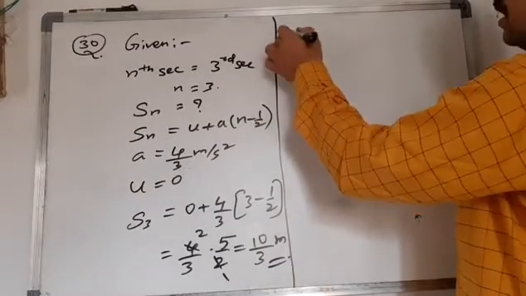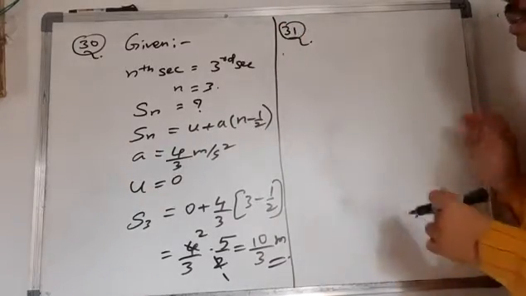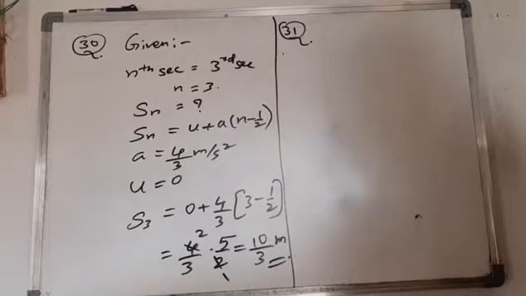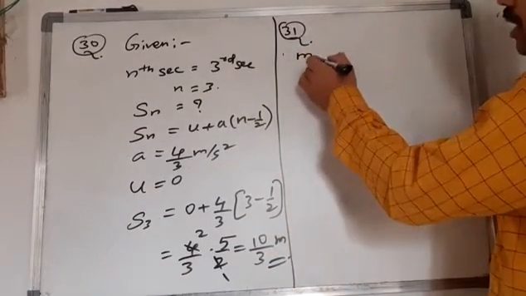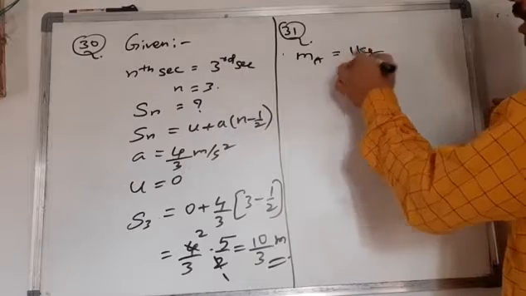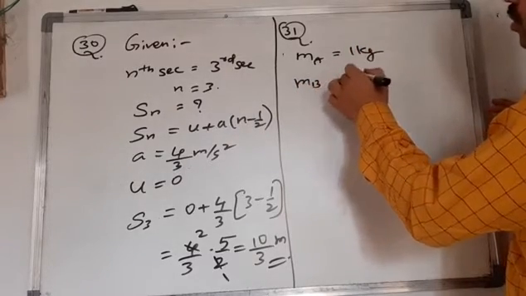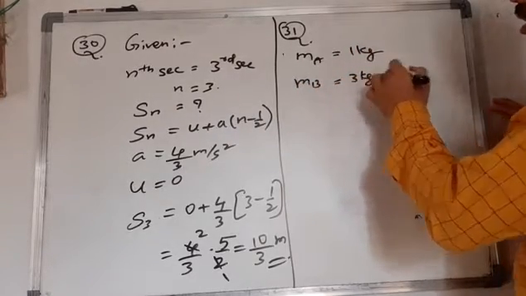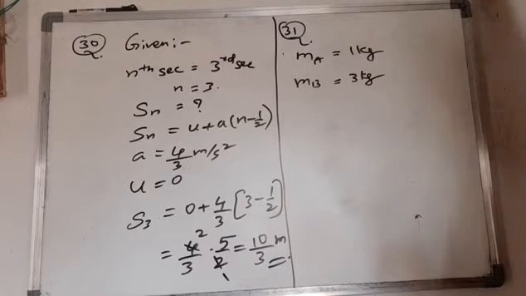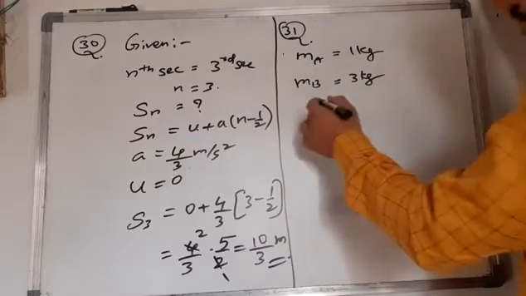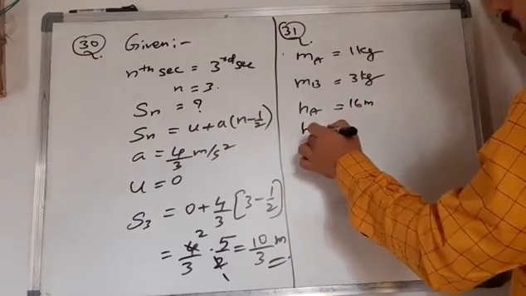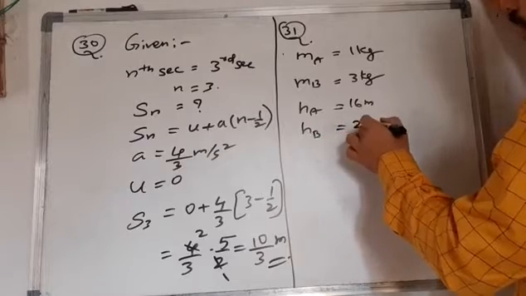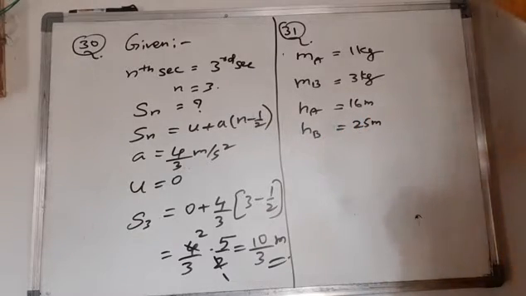Next, the 31st question. Here, the masses of the bodies are given. MA is equal to 1 kg, MB is equal to 3 kg. Like this, the masses are given. And also heights are given. HA is 16 meters, HB is 25 meters. Like this, heights are also given.